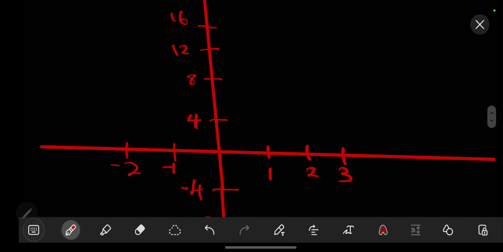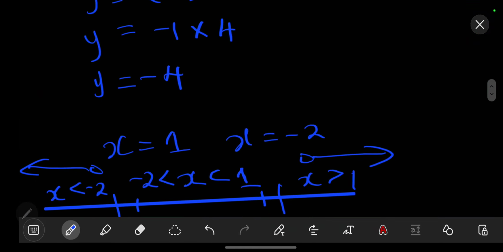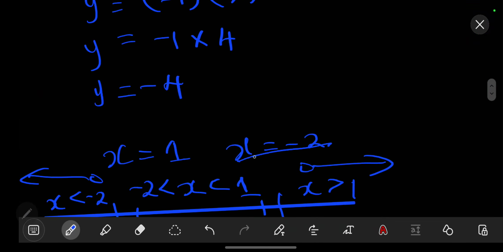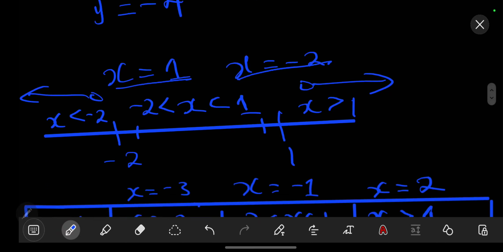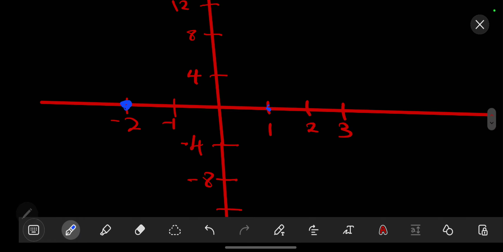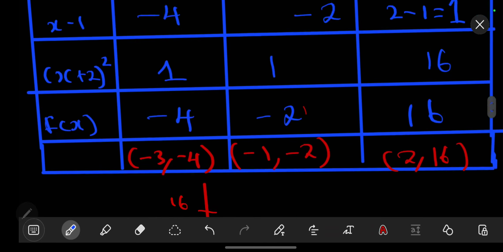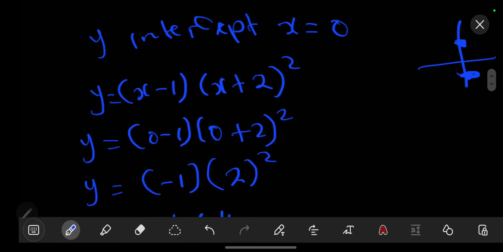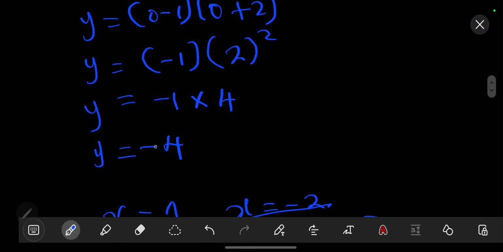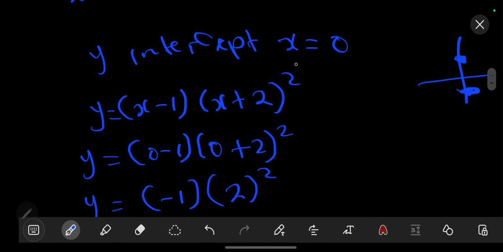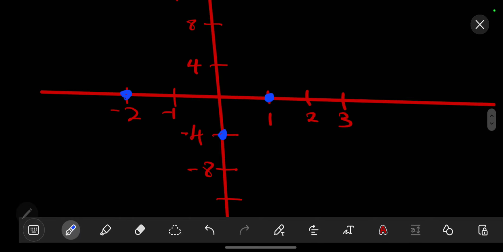So our intercepts are at -2, which was our x-intercept, if you recall. So our x-intercept is at -2 and +1, so at also +1 there. Then our y-intercept was found to be a -4. If you recall, our y is equal to -4 when x is equal to 0. So we are going to put it there.